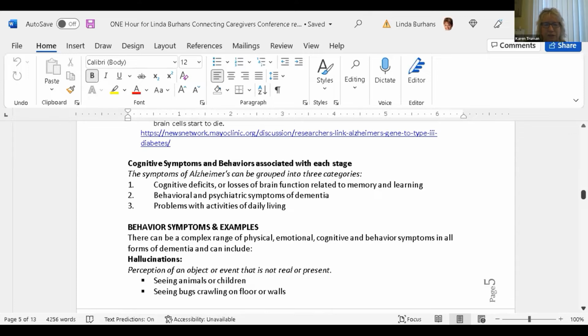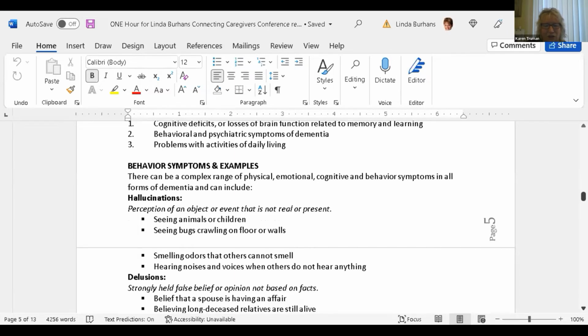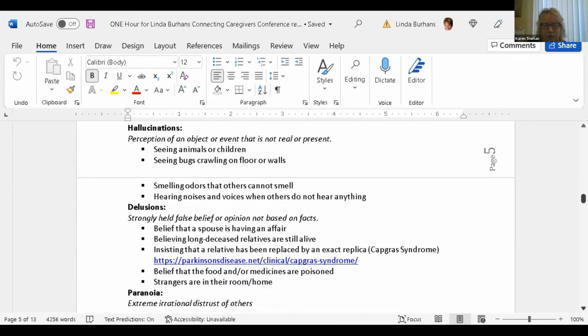Cognitive symptoms, we've got a lot of behavioral and psychiatric issues, activities of daily living. There's some complex range of physical, emotional, cognitive, and behavioral issues. Maybe they're seeing something that's not real, not present. They're seeing animals or children, bugs on the walls, all those things, smelling odors that others can't smell, hearing noises and voices when others don't hear anything. Those are all very real to them.